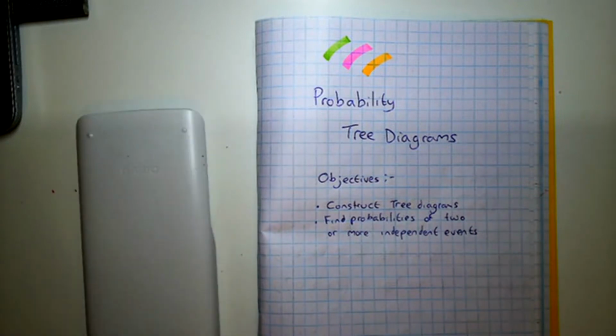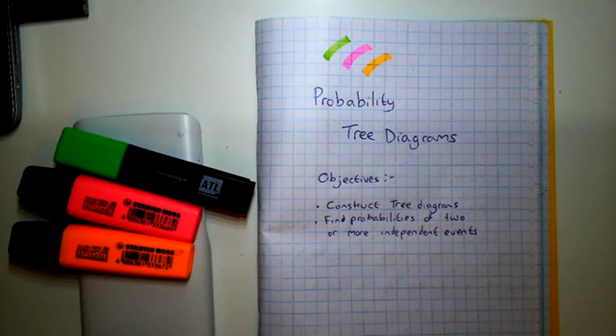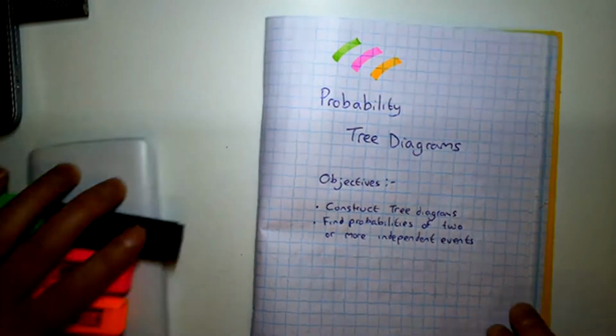A calculator, and if you've got them, some highlighters, because it will make things a little bit clearer, and we'll see when we do an example now.